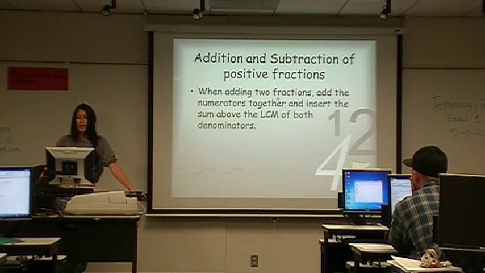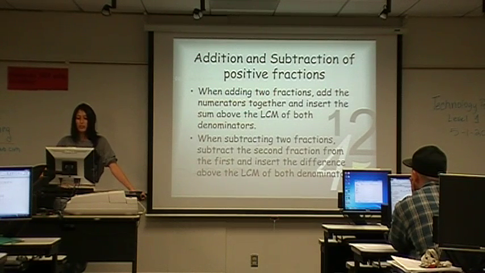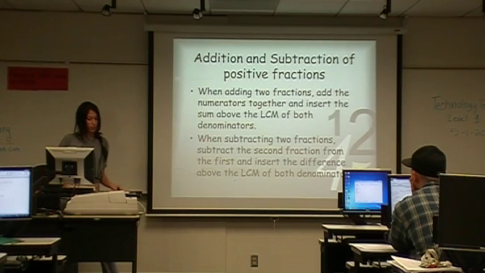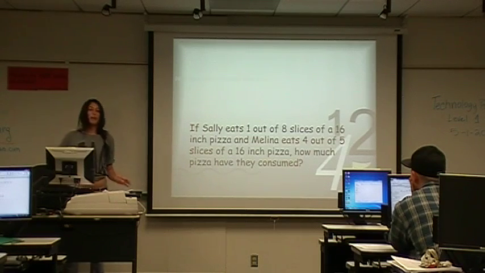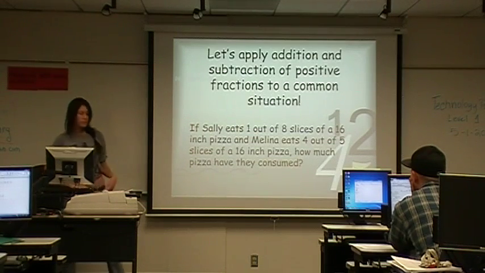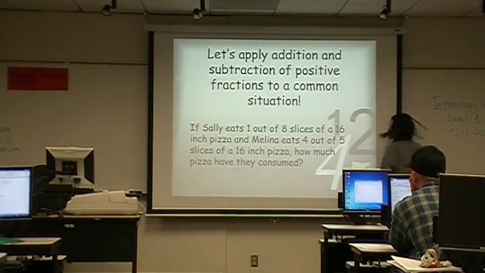So when adding 2 fractions, you add the numerators together and insert the sum above the LCM of both denominators. When subtracting 2 fractions, you subtract the second fraction from the first and insert the difference above the LCM of both denominators. So the way you find the LCM is you find a least common denominator of 2 fractions. So let me check this.